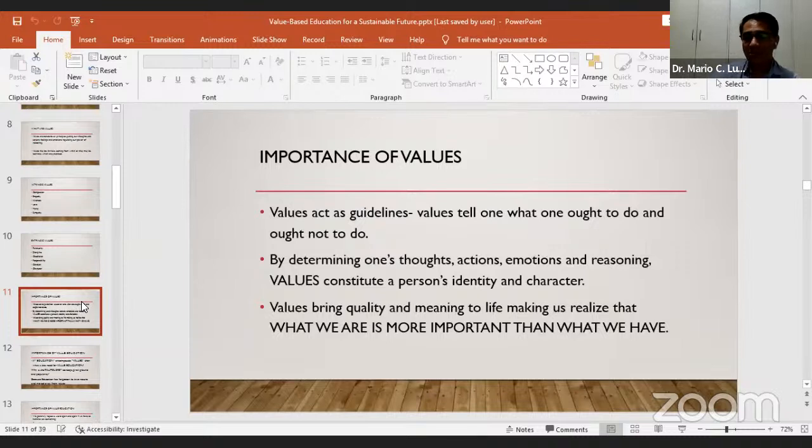You might not be explicitly explaining that these are the values that you teach to students, but students can absorb it. So values bring quality and meaning to life, making us realize that what we are is more important than what we have, because what we have, we cannot carry when we meet our Creator. But what we are can be remembered by the people whom we have touched, the people whom we have probably taught, the people whom we have inspired.